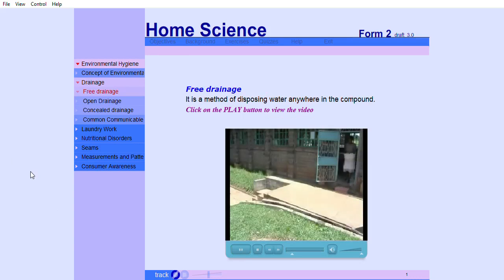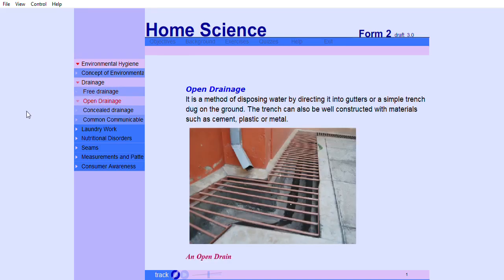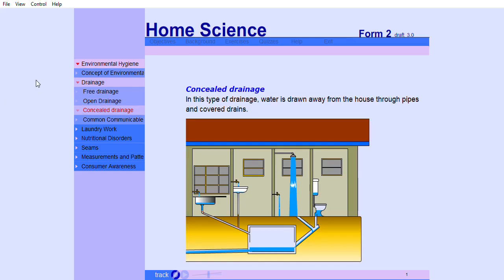Free drainage is a method of disposing water anywhere in the compound. Open drainage is a method of disposing water by directing it into gutters or a simple trench dug on the ground. The trench can also be well constructed with materials such as cement, plastic, or metal. In concealed drainage, water is drawn away from the house through pipes and covered drains.